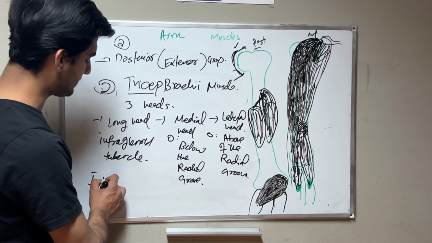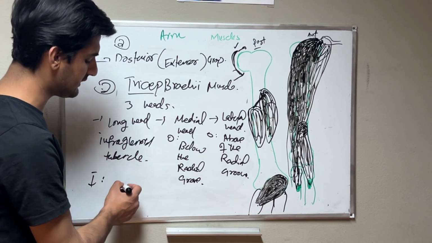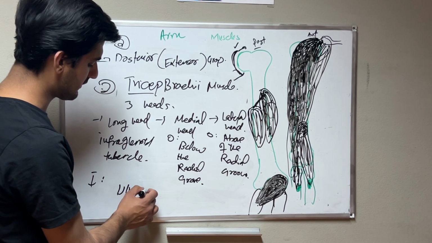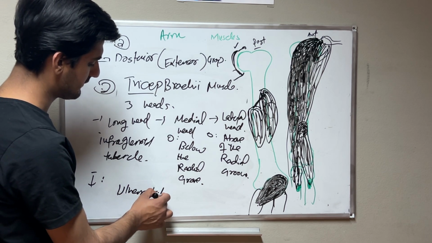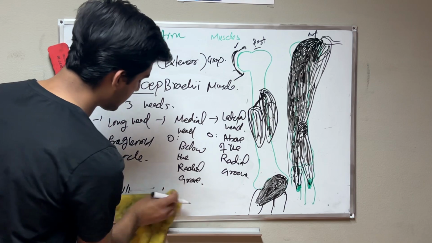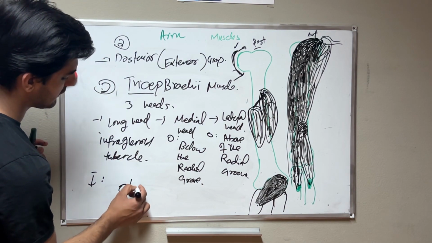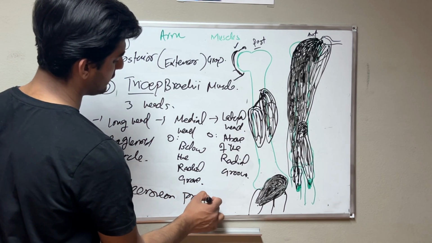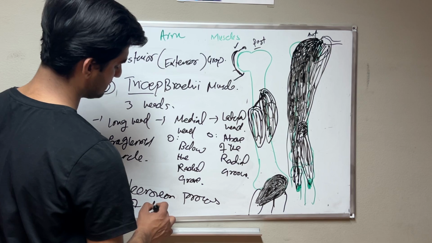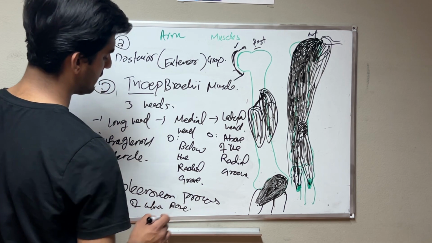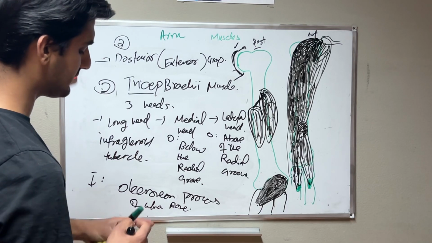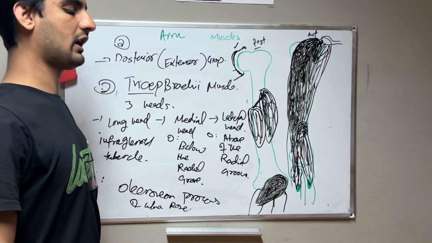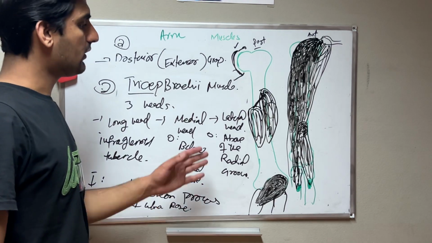Now the insertion of these three heads of the triceps muscle is into the olecranon process of the ulna bone. And the function of this muscle is simply extension of the elbow joint.